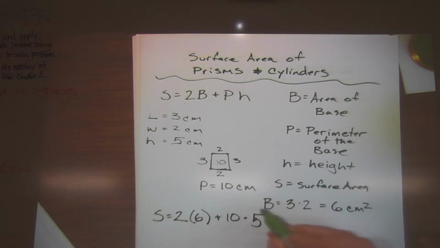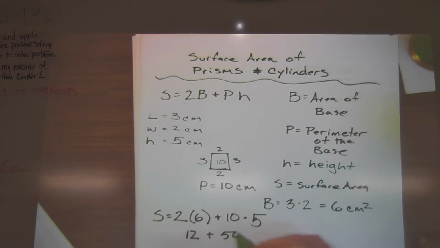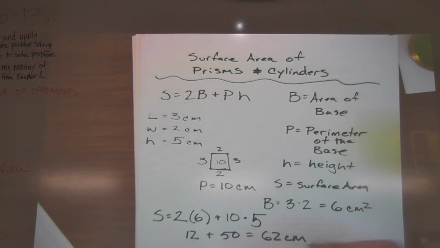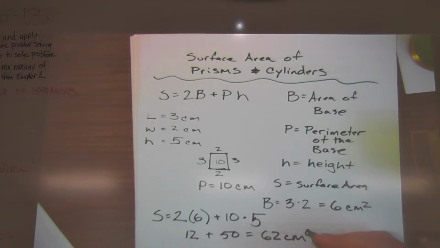So we add all that, we multiply, we add, we do come up with 2 times 6 is 12, plus 10 times 5, which is 50. Add it all together, and we're going to get 62 centimeters. Now, because we're just dealing with area, our unit is going to be centimeters, I'm sorry, not C, squared.